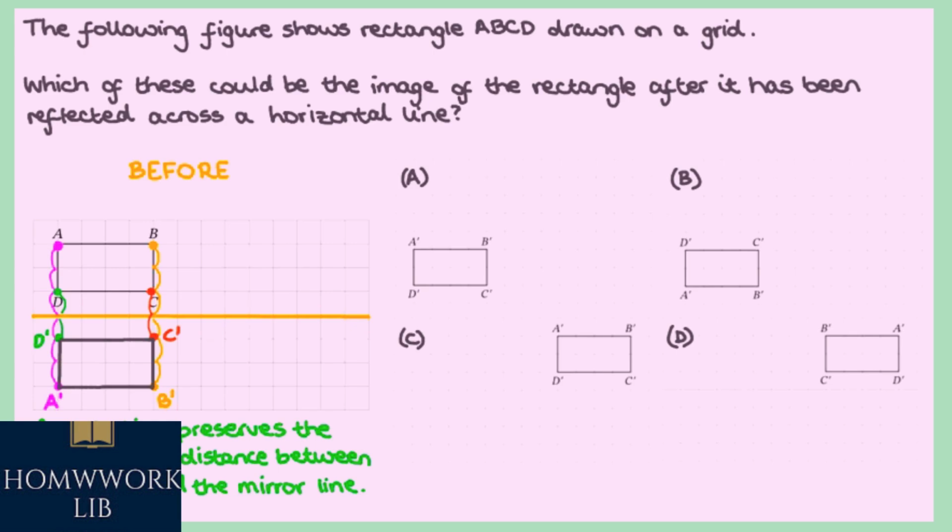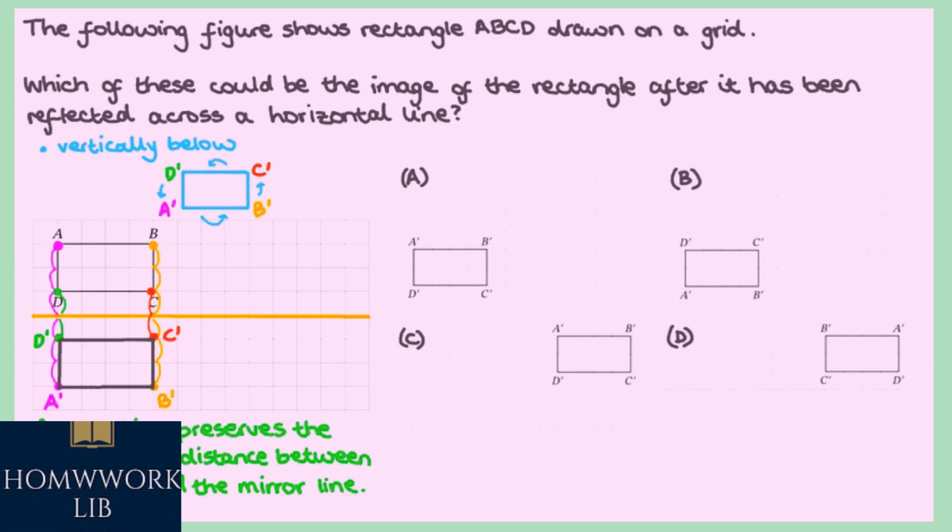Now remember, we arbitrarily chose a horizontal line to reflect in, so this isn't the only possibility, but we can use this to deduce some properties of what any reflection in a horizontal line would look like. First, the image is vertically below the original. It hasn't moved to the left or right, so the image will be in the same horizontal position on the grid.